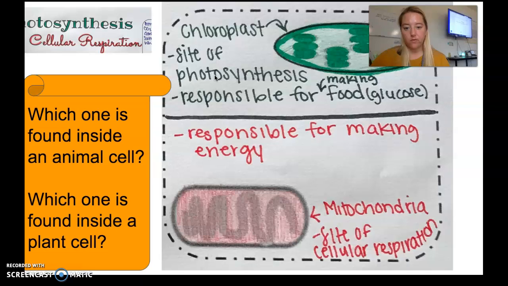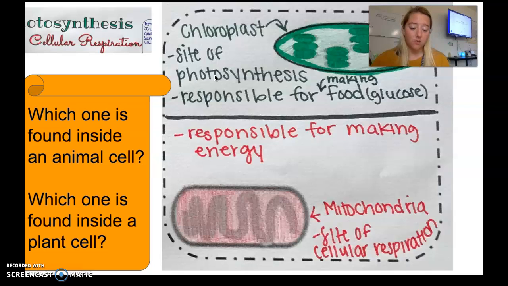Next, we've got some more review. On the very top, you've got a chloroplast, which, reminder, is the site of photosynthesis. Our chloroplasts are responsible for making food or glucose. And then on the bottom half, you've got our mitochondria, which is the site of cellular respiration, or the process responsible for making energy. Now, can you answer my question here in the green or orange bar on the left-hand side? Which one of these, mitochondria or chloroplasts, is found inside the animal cell?